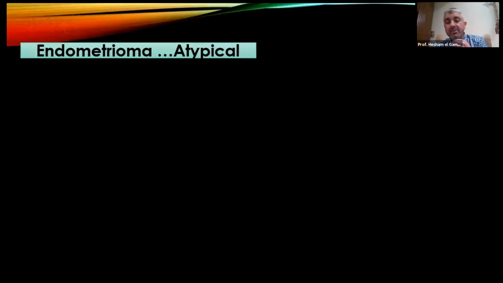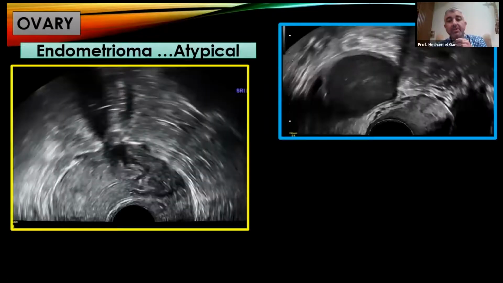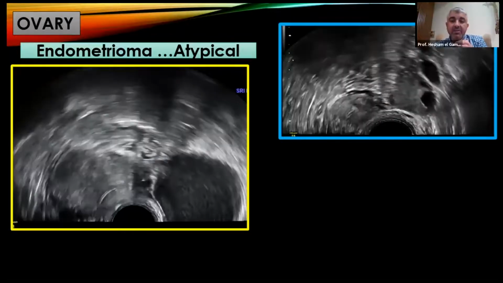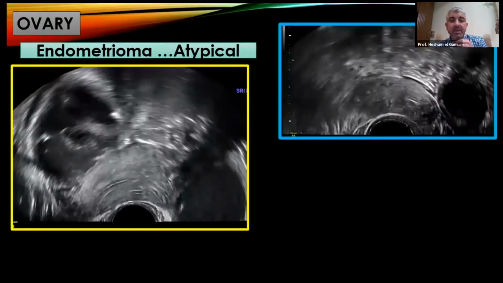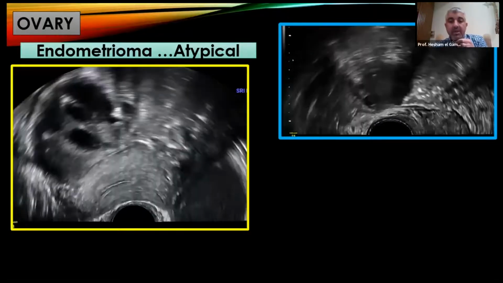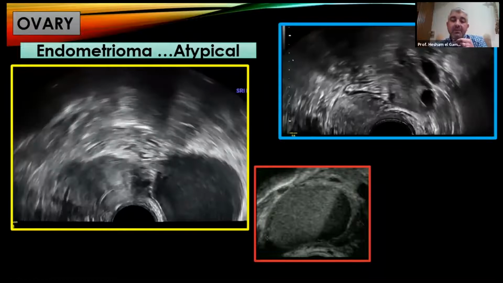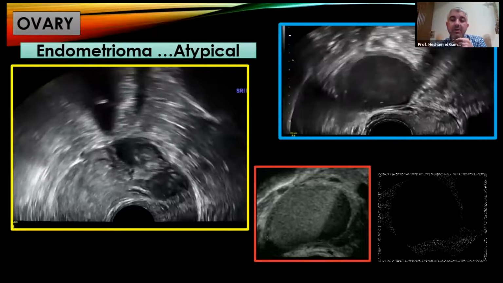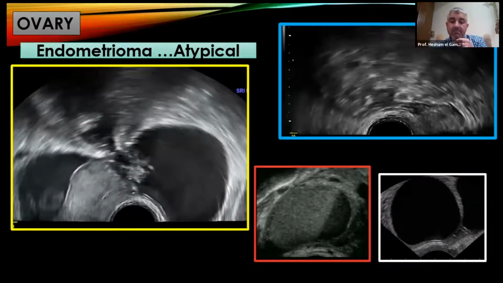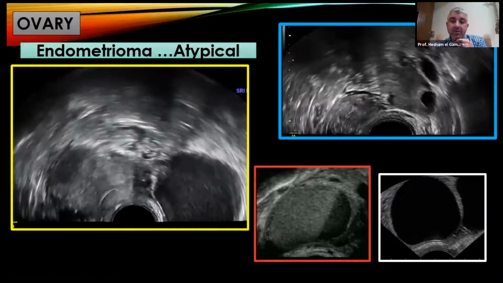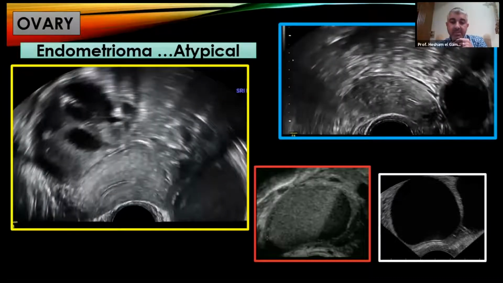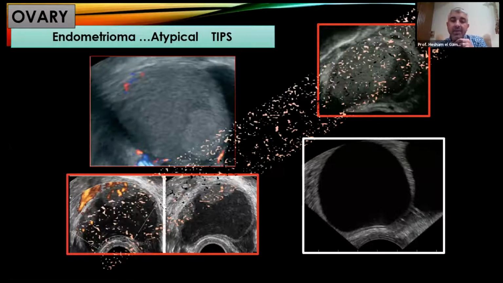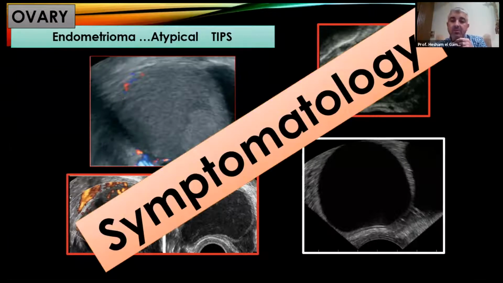But the atypical appearance could be echogenic, more echogenic content inside the cyst, and this could give a differential diagnosis with dermoids sometimes, and you could sometimes be confused. You could see a fluid level with the different densities of content present inside an endometrioma, or sometimes very rarely you could see a hypoechoic cyst similar to a functional cyst or a simple cyst. And my advice with these atypical endometriomas is that you have to relate them to the symptomatology of the patient in order to reach a diagnosis.